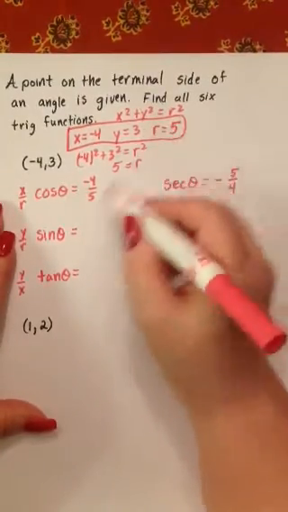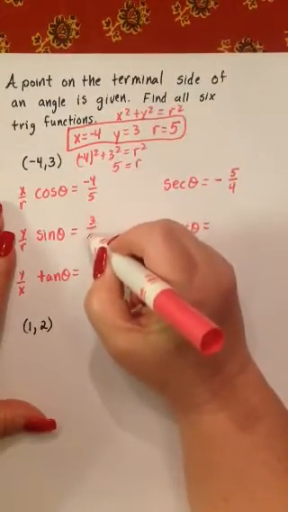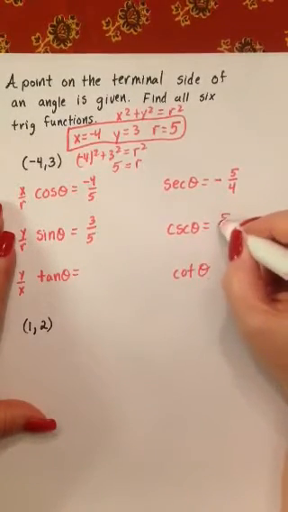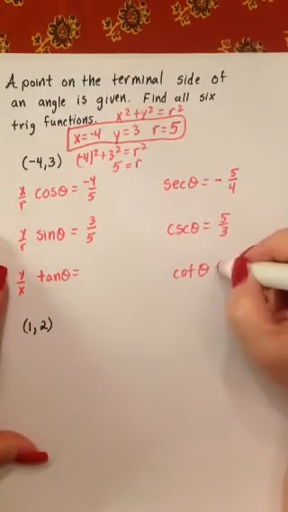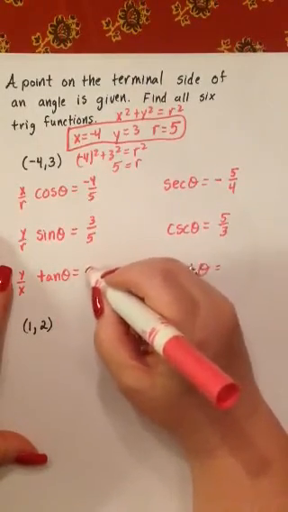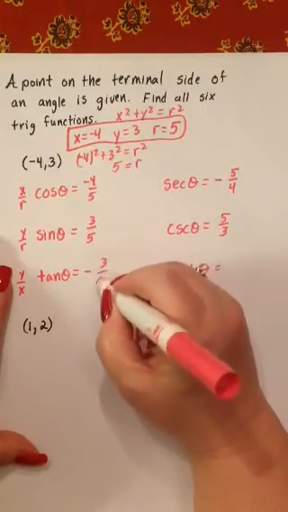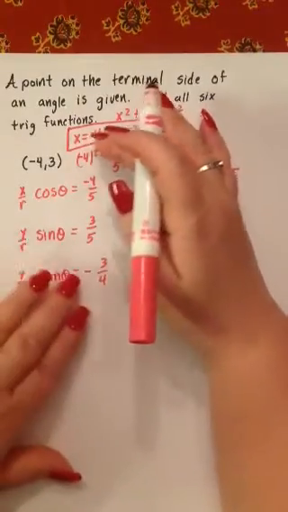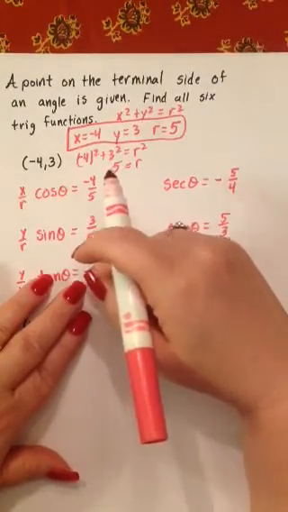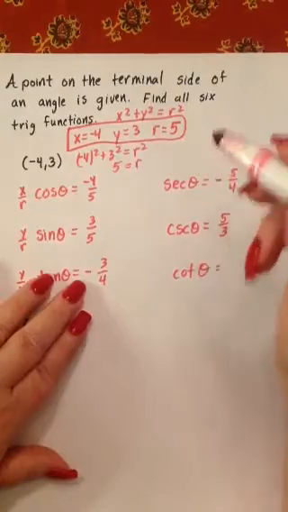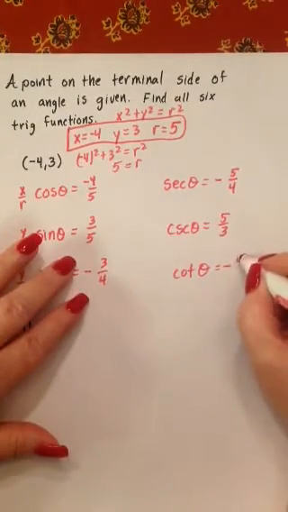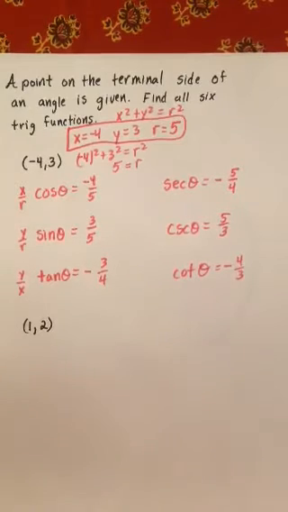Sine is y over r, so it's 3 over 5. And cosecant is the reciprocal of that, so it's just 5 over 3. Tangent is y over x, so it's -3/4. Notice the negative really goes to the 4, but I don't really like putting a negative sign in the denominator, so I just put it in the front. It's okay to do that. And then cotangent's just the reciprocal of that, so it's going to be -4/3.